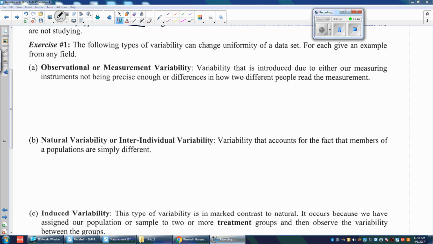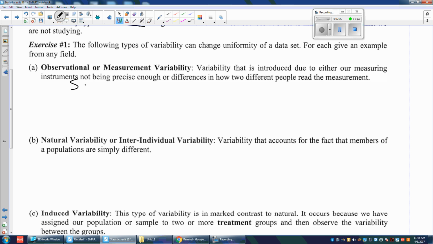The following types of variability can change the uniformity of a data set. Do we want heterogeneous or homogeneous data? For each, give an example from any field. Observational or measurement variability: variability is introduced due to either our measuring instruments not being precise enough or differences in how two people read the measurements. So where can we have measurement variability?